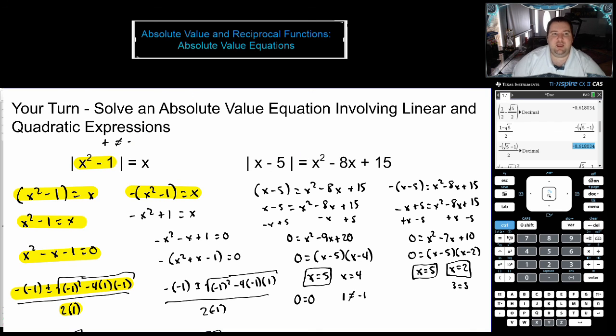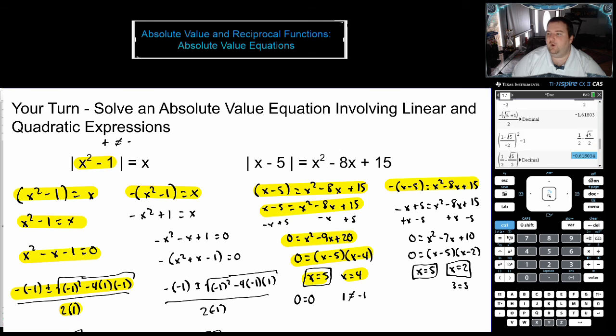Let's try the next one. Again, you're going to split it up into its two cases. Okay. This one, you're going to simplify down. You get this nice looking quadratic, which thank goodness is factorable. And you get x equals 5 and x equals 4. Now, I did these in the calculator as well.